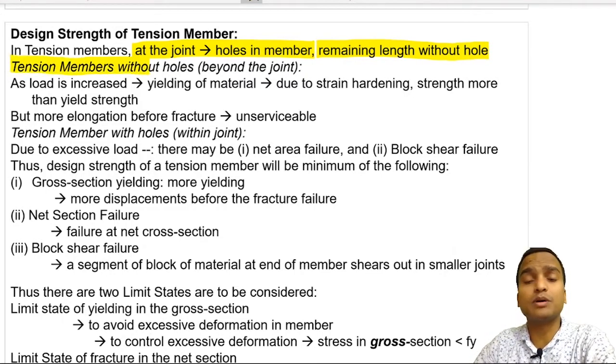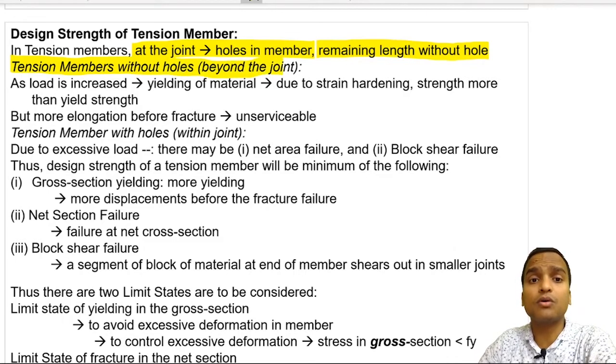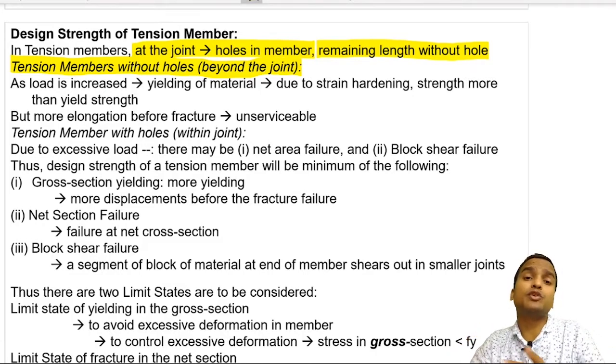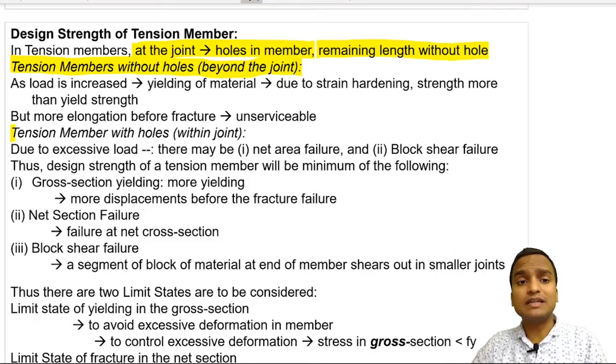One is the tension member without holes, or beyond the joint, meaning that portion which has no holes at all, and which is beyond the joint. Whereas the other portion is the tension member with holes, so that region which is within the joint region.